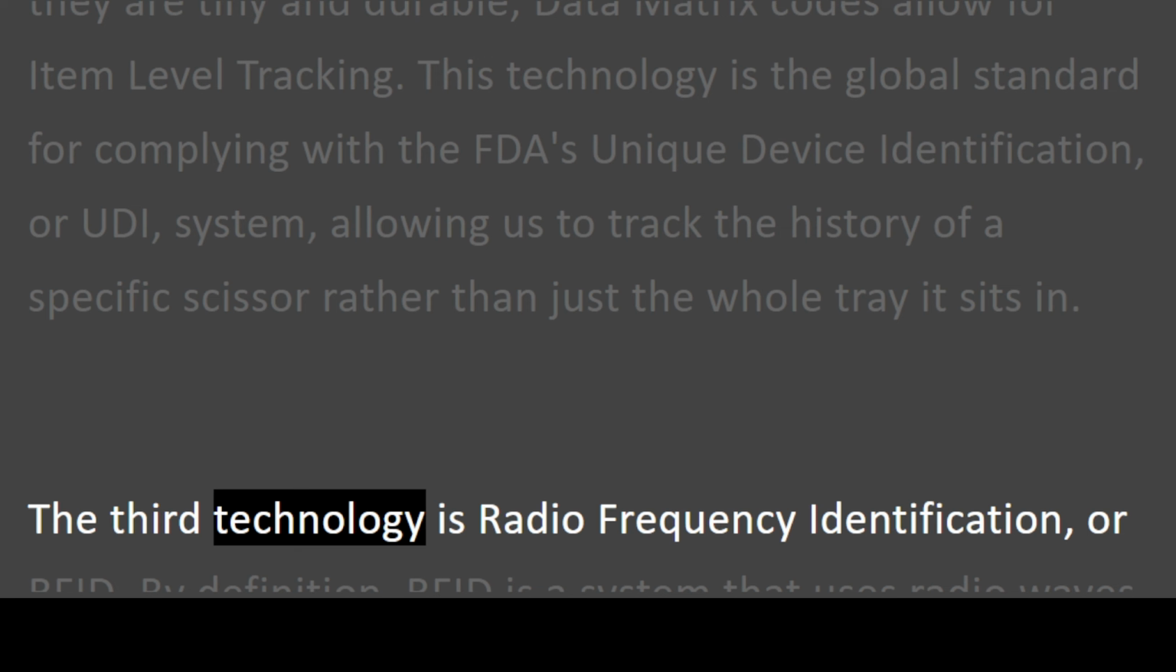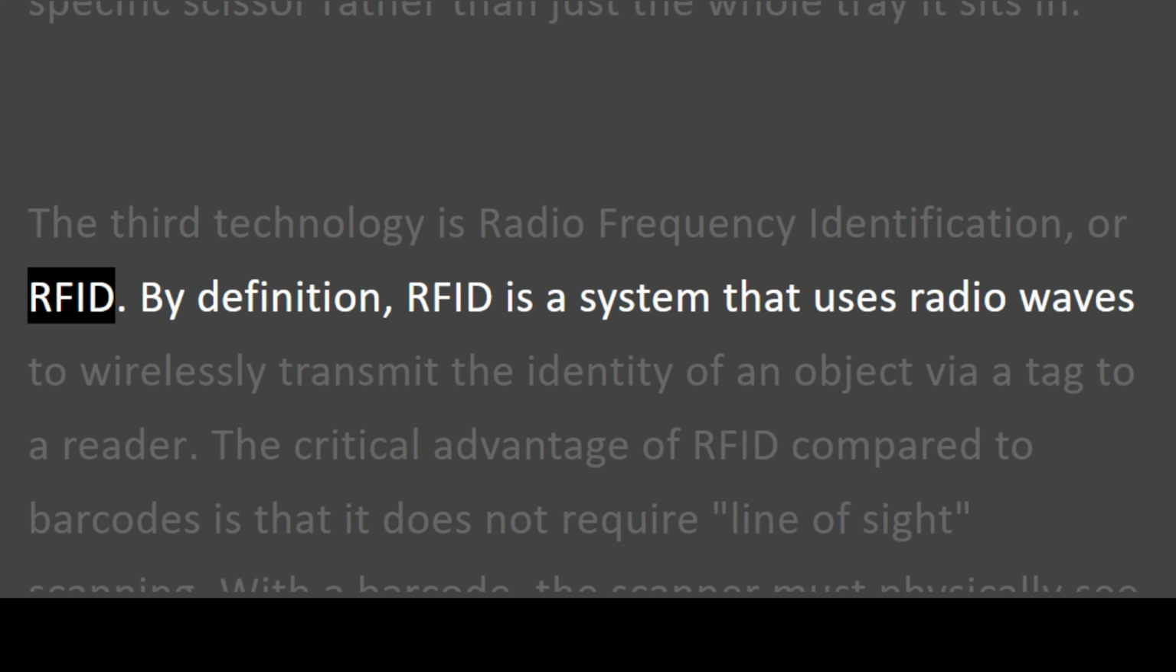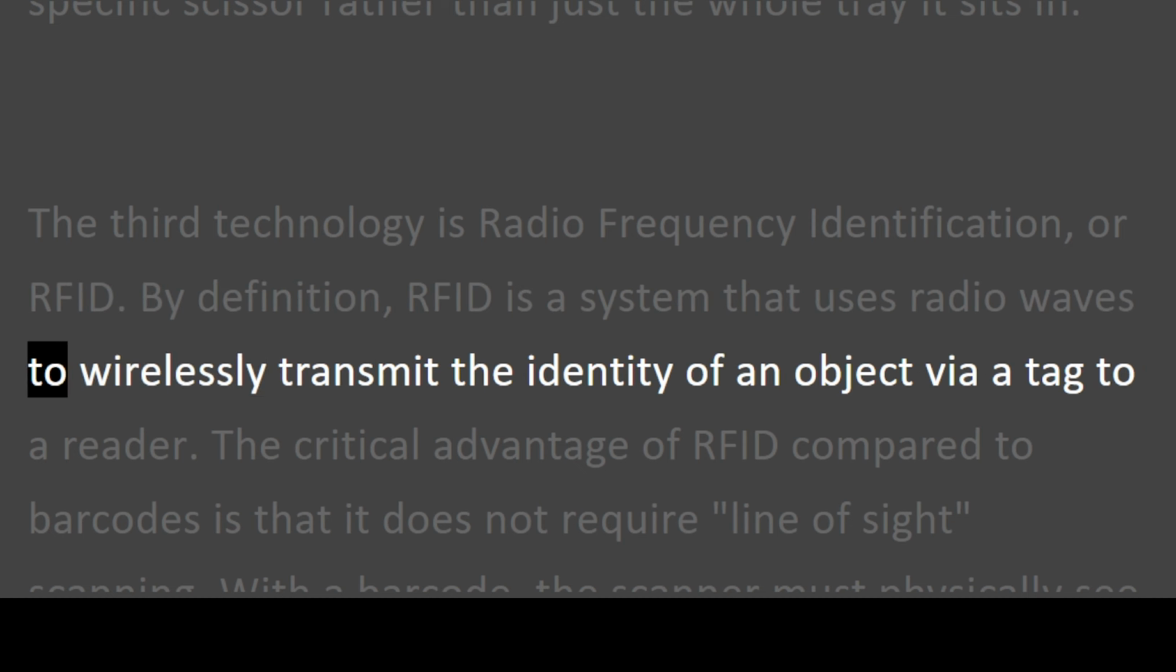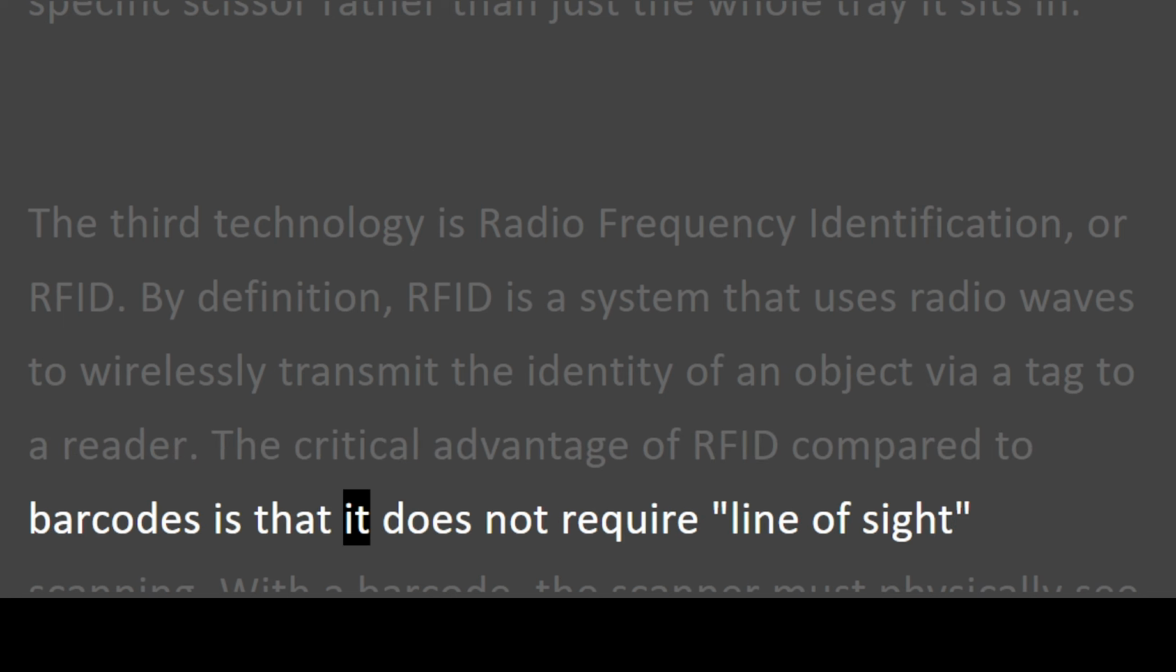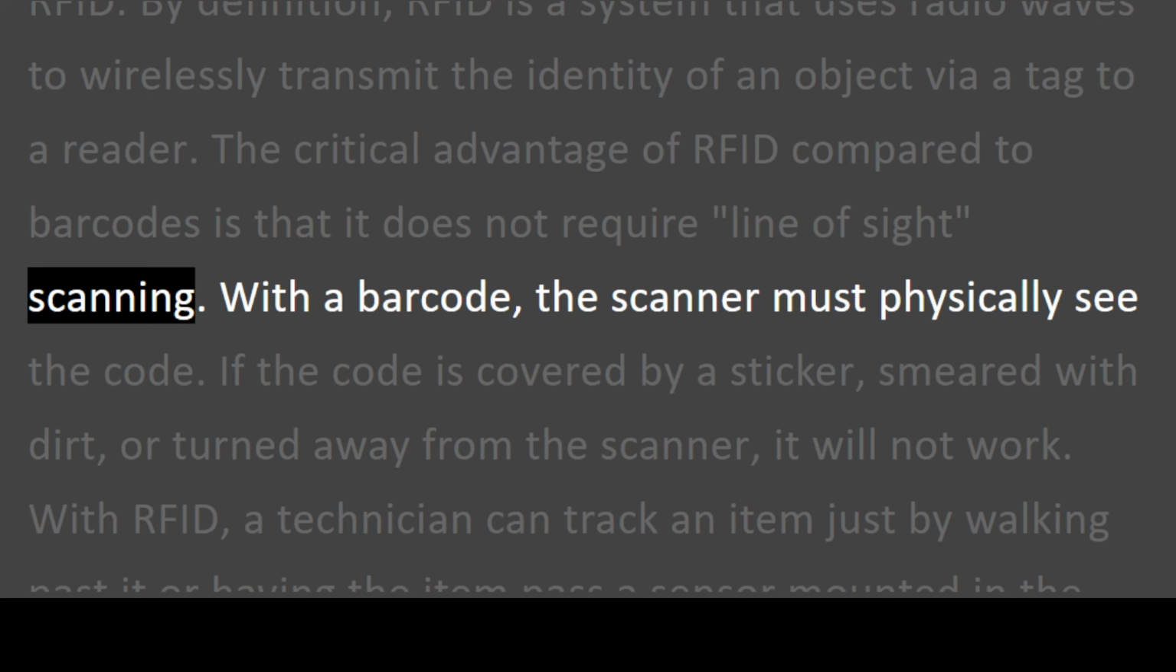The third technology is radio frequency identification, or RFID. By definition, RFID is a system that uses radio waves to wirelessly transmit the identity of an object via a tag to a reader. The critical advantage of RFID compared to barcodes is that it does not require line-of-sight scanning.